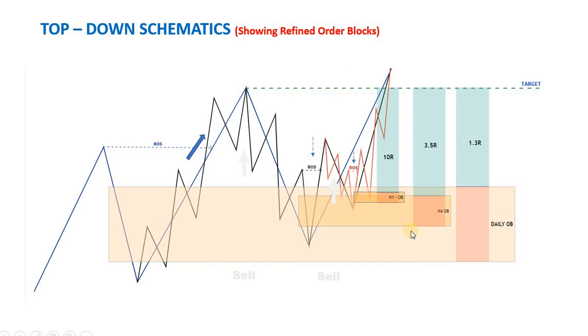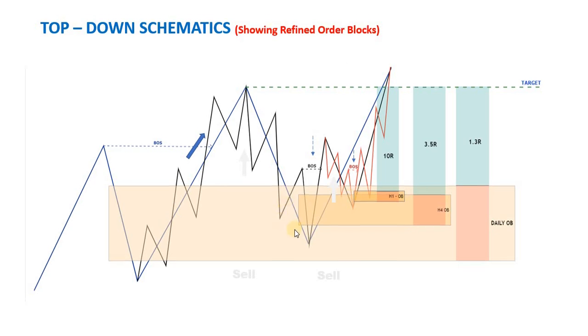So this is the idea of refining order block. When we refine the order block, as in this case we have a daily order block refined to the 4-hour order block, and then finally refined to the 1-hour order block. When we take the trade from the refined order block, our risk to reward ratio improves. I know that majority of us can also go further to refine this even further, but just for simplicity's sake. The next slide should throw more light on the top-down schematics.